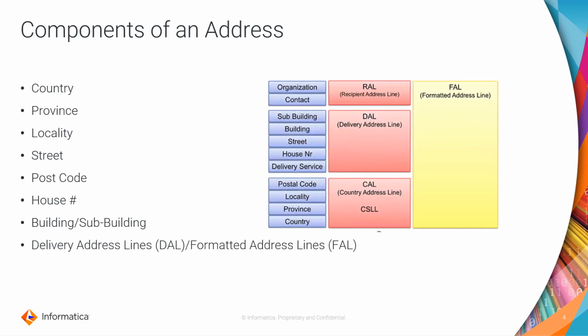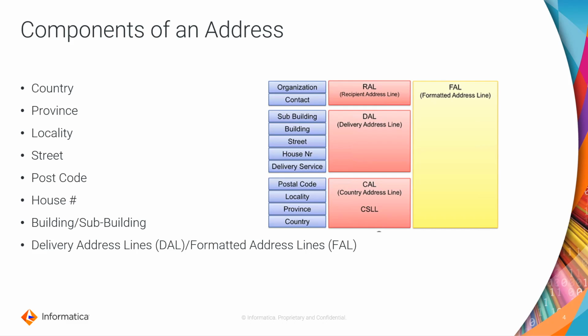Next, let's talk about what are the different components of an address. Each address element can be categorized in different address lines. First, we have RAL, also known as recipient address line. This consists of the address elements which are only organization and contact. Then the next is DAL, also known as delivery address line. Here we have address elements which are sub-building, building, street, house number, and delivery service.